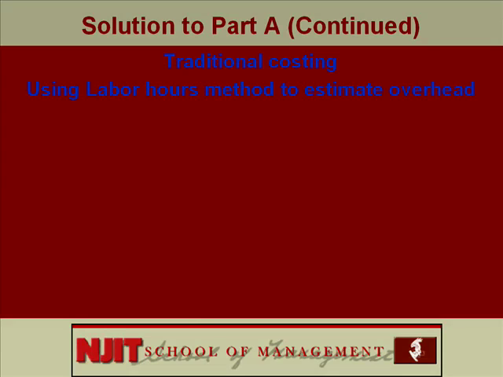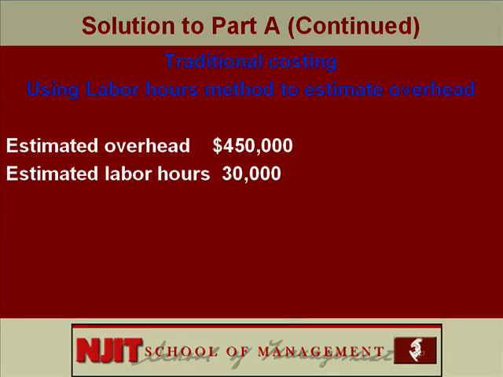The estimated overhead and labor hours. Let's start. The estimated overhead is $450,000. Estimated labor hours is 30. Did you get that? If you didn't, let me show you.